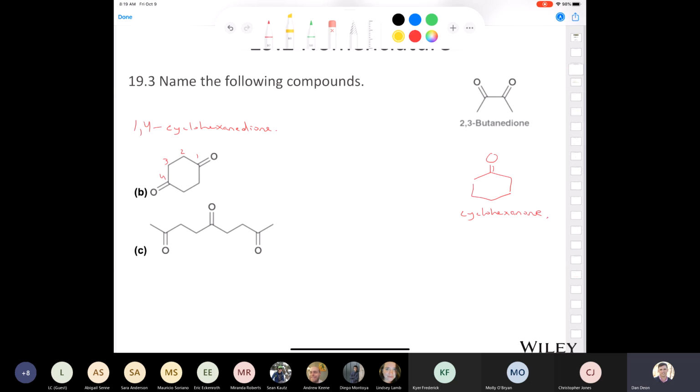Again, I tried to exemplify this with this example right here, which is a butane dione. So we don't drop the letter E. We leave the letter E on the suffix. Again, this compound has 1, 2, 3, 4 carbons, and then we just add dione on it.